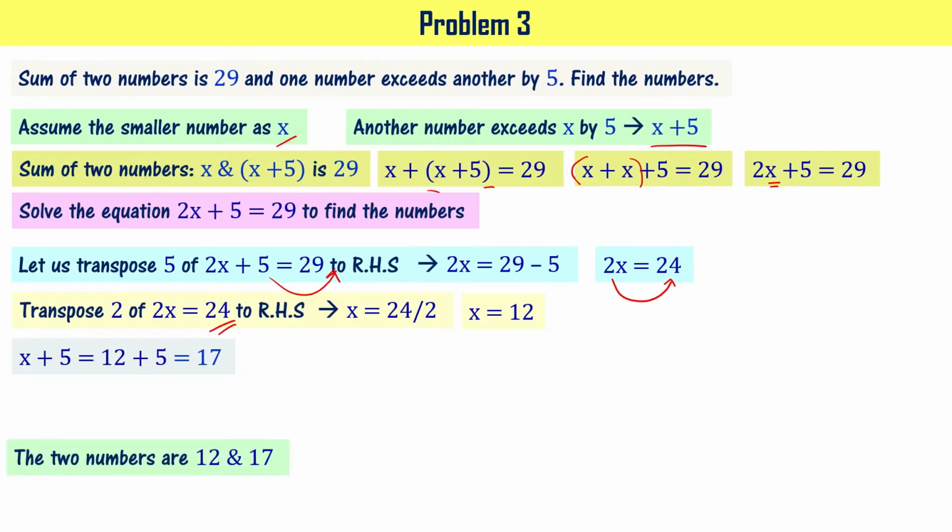Let's verify whether these two numbers are the solution we are looking for. To do that, it was said that the sum of two numbers is 29, right? So we now have two numbers, 12 and 17, right? Their sum is 29, right? It means whatever solution we got is a correct solution, right? The two numbers we are looking for are 12 and 17. When you sum them, you get 29 as the answer. And one number, 17, is exceeding the other number, 12, by 5, right? You are clear?